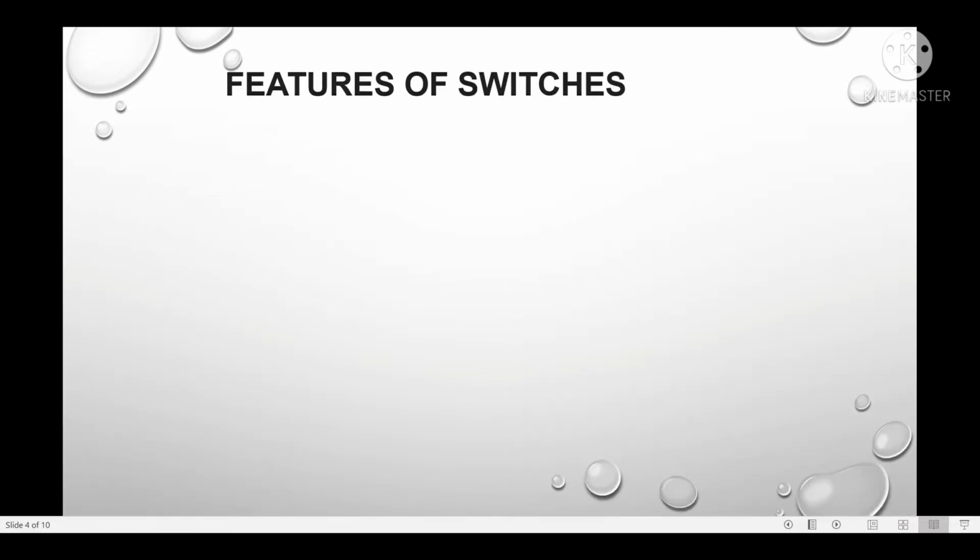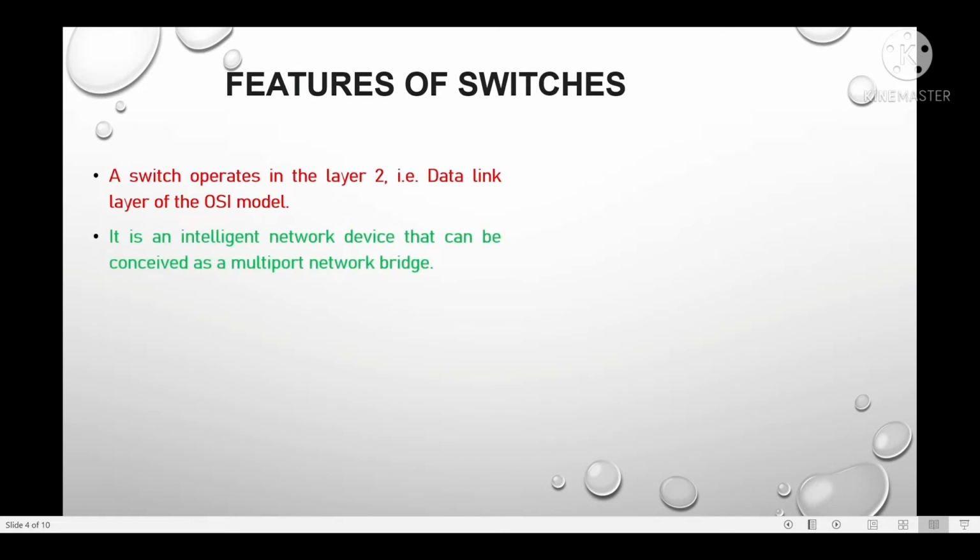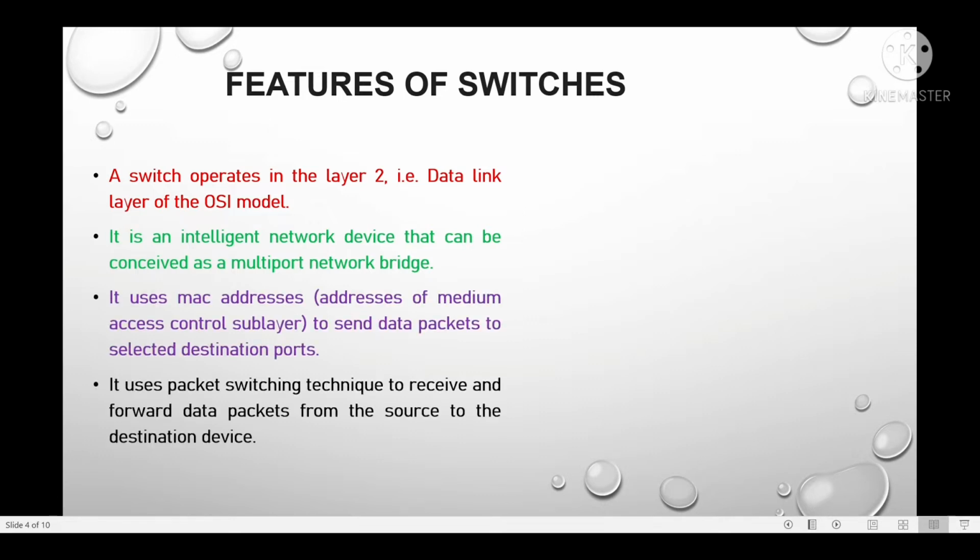Now let's see some features of switches. A switch operates at layer 2, that is the data link layer of the OSI model. A switch is an intelligent device. It could be conceived as a multi-port network bridge. However, it is much more than a bridge because a switch uses the MAC address, that is, the media access control sublayer, to send packets to destination ports. A switch uses the packet switching technique to receive and forward data packets from source to destination devices.